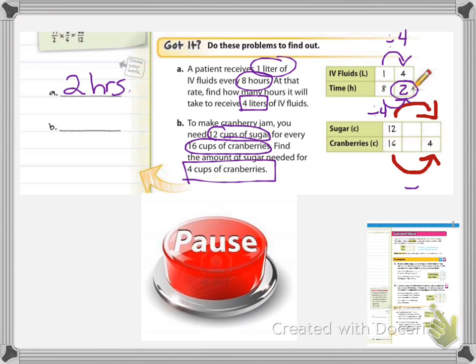So what do you do to 16 to get to 4? You divide by 4. So therefore, you're going to take your 12 and divide that by 4. 12 divided by 4 gives you 3. So what you end up needing is 3 cups of sugar.